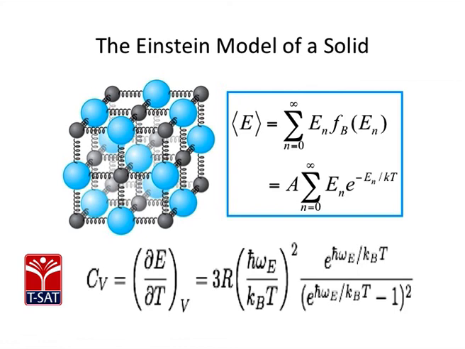temperature at constant volume, is equal to 3R into h bar. H bar is h by 2 pi, h is Planck's constant, omega E, the Einstein associated frequency, divided by kb T. Kb is the Boltzmann constant, T is the temperature, whole square, multiplied by e to the power of h bar omega E divided by kb T in the brackets, denominator, e to the power of h bar omega E divided by kT minus 1 whole square.